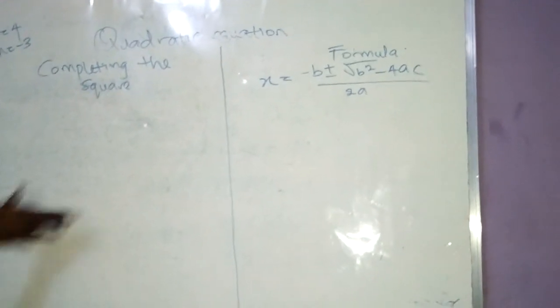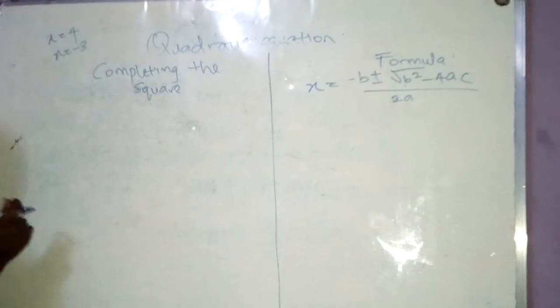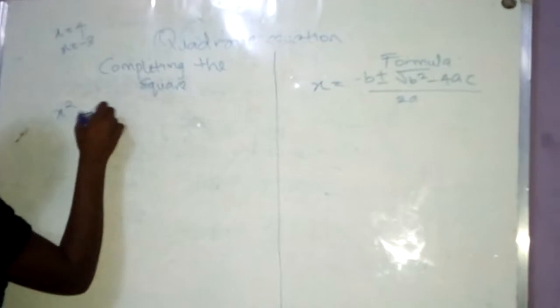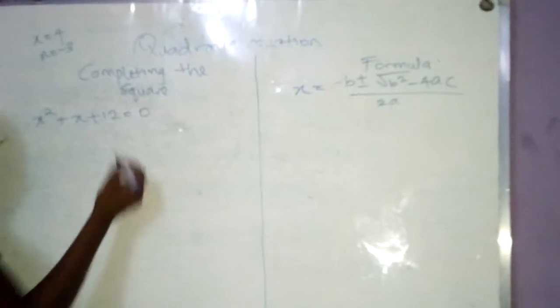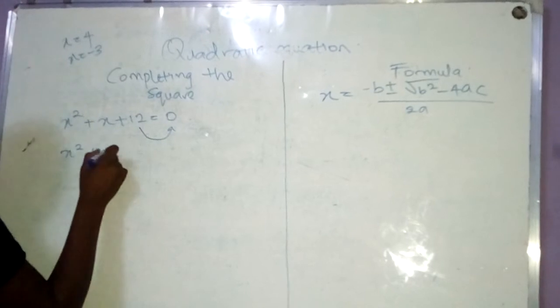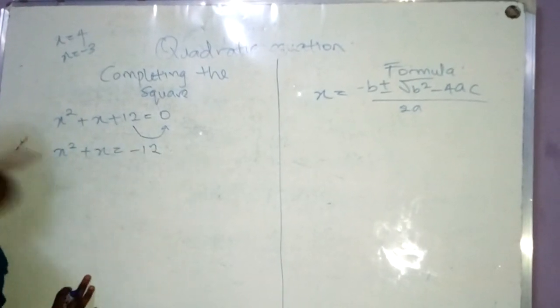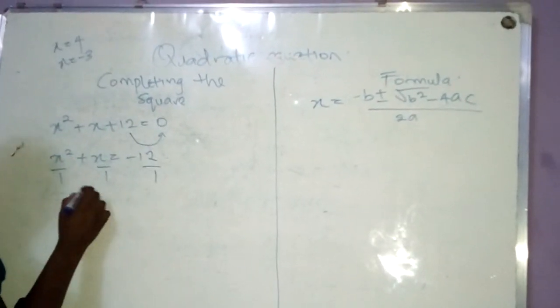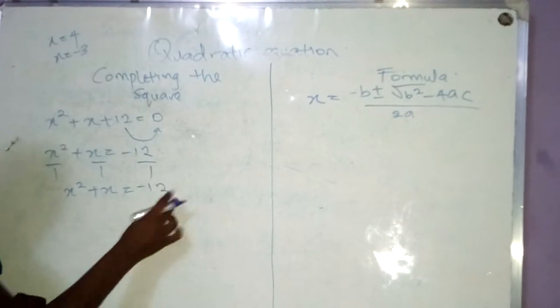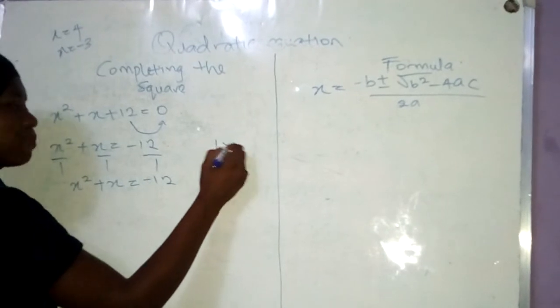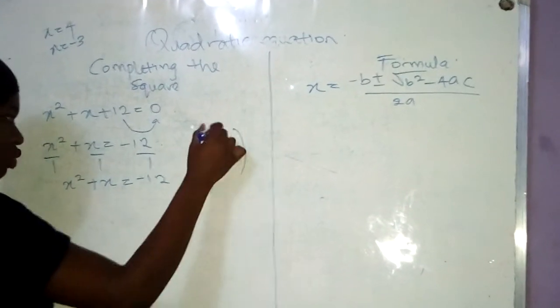So now I want to prove to you that it's correct. The example for the factorization method was x squared plus x plus 12 is equals to 0. The first thing I said for completing the square: bring the constant to the left hand side, make it stand alone. x squared plus x is equals to minus 12. Now divide through by the coefficient of x, that is 1, so it's still going to be the same thing. Now take the coefficient of x, multiply by 1 over 2 or divide it by 2, square it, then add to both sides.